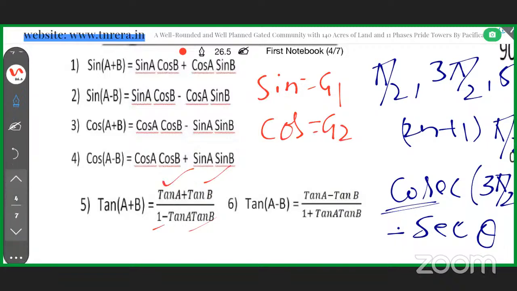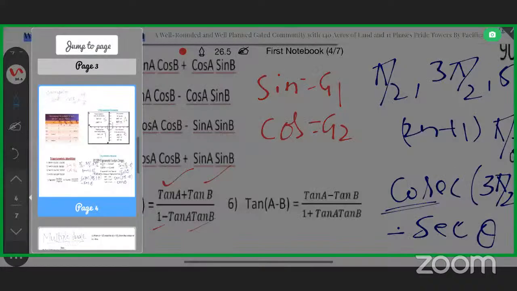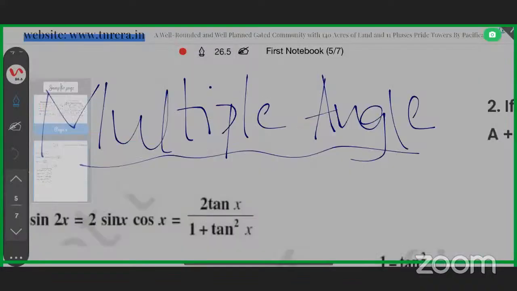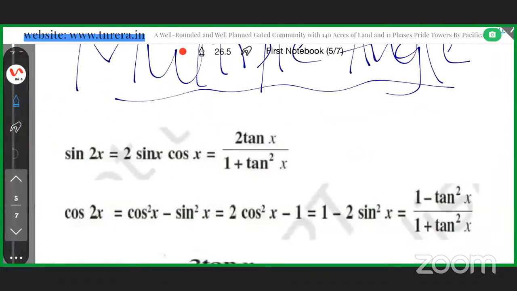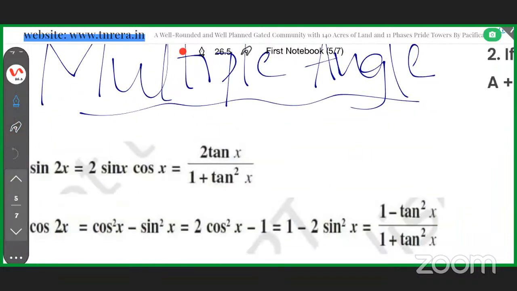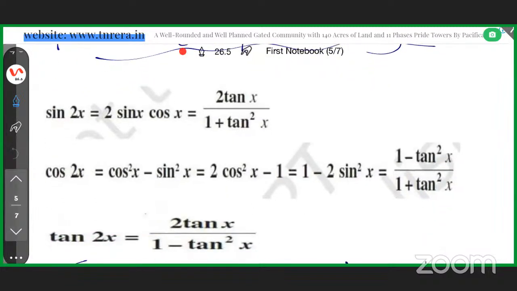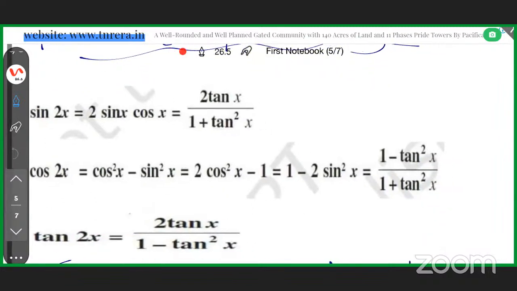So we go to the next concept, dear students. The next concept is multiple angles. That is sin 2x. The formula for sin 2x is 2 sin x into cos x, which can also be expressed as 2 tan x by 1 plus tan square x.